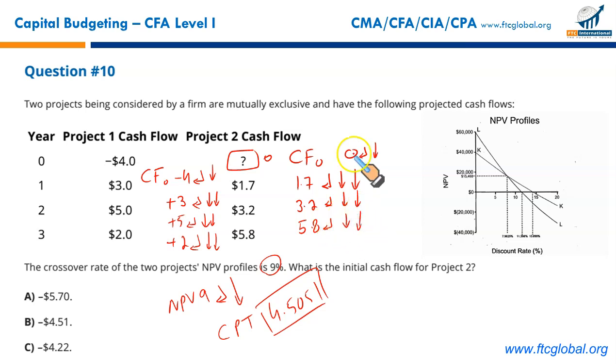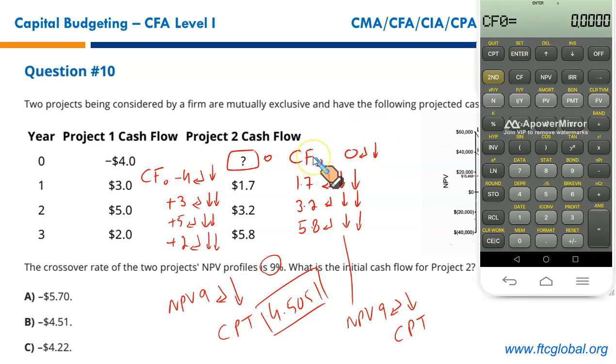Since we already have the discount rate, simply press NPV, 9% crossover rate, enter, down arrow key, and CPT. It will give you the NPV, assuming there is no initial investment in the project. So cash flow for year 0 is 0, enter, down arrow key. Cash flow for year 1 is 1.7, enter, down arrow key twice because it's just a single cash flow.